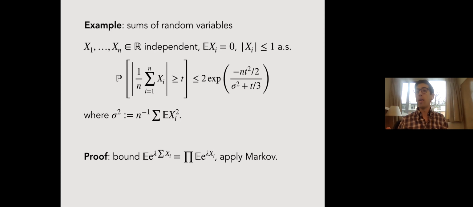And these I can control easily based on the fact that the X_i are bounded. So if I have this information about each individual summand, I can bound the moment generating function of the sum, and then I can just use Markov's inequality to obtain this bound.